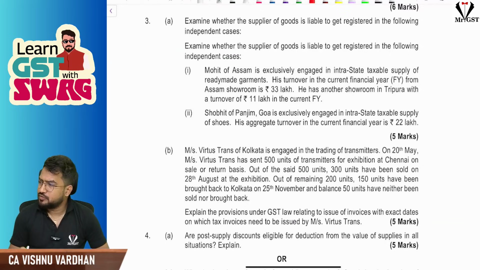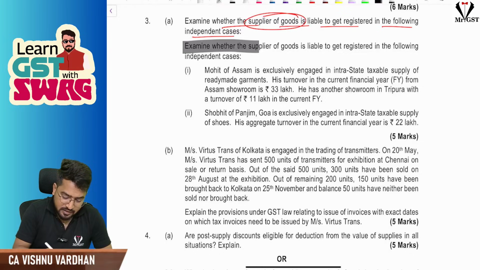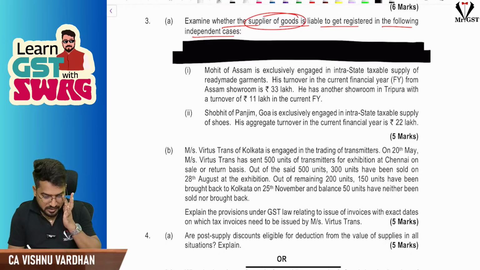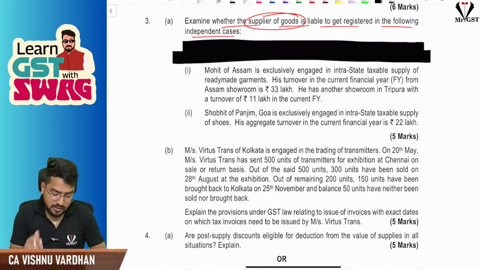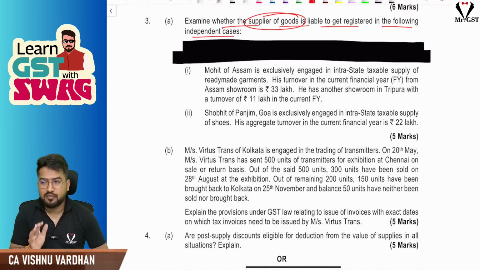So the next one, if you see, examine whether the supplier of goods is liable to get registered in the following cases. Again, the same line they have repeated here. I don't know in what condition they have set up this paper, or whether the DTP work did all that. Fine. So in individual cases here, we have to see whether these people are liable for registration or not.